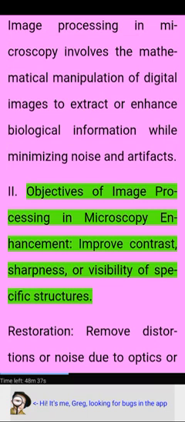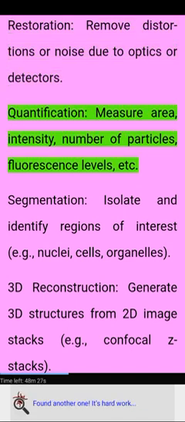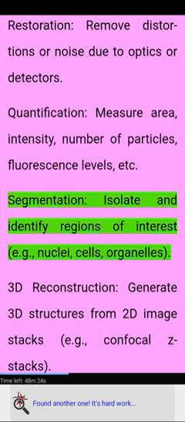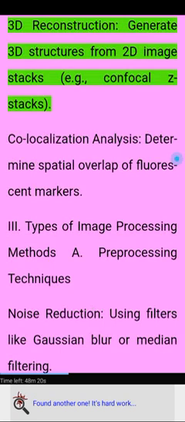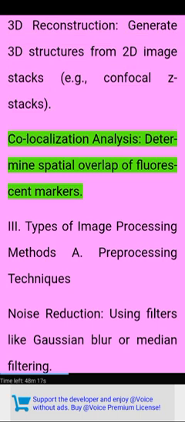2. Objectives of image processing in microscopy. Enhancement: improve contrast, sharpness, or visibility of specific structures. Restoration: remove distortions or noise due to optics or detectors. Quantification: measure area, intensity, number of particles, fluorescence levels, etc. Segmentation: isolate and identify regions of interest, e.g., nuclei, cells, organelles. 3D reconstruction: generate 3D structures from 2D image stacks, e.g., confocal Z-stacks. Colocalization analysis: determine spatial overlap of fluorescent markers.